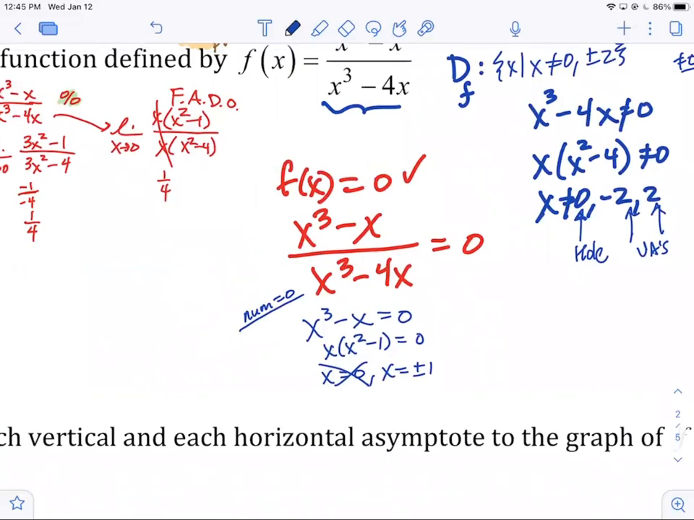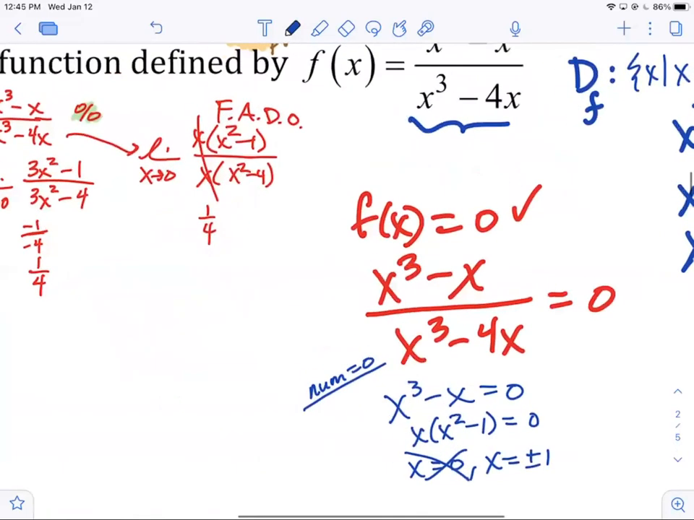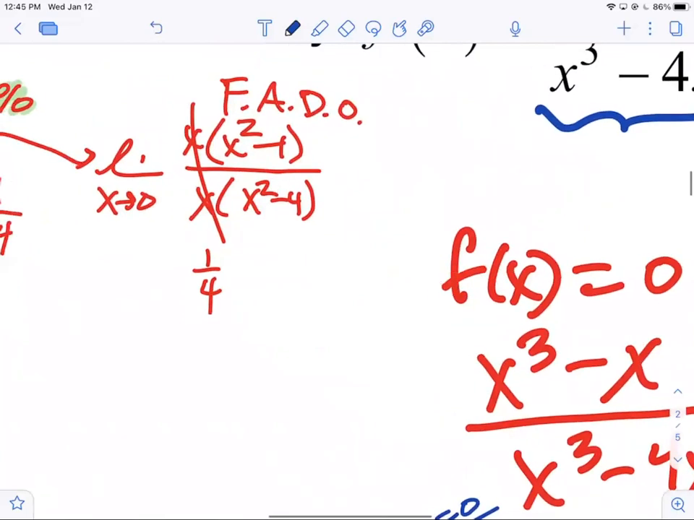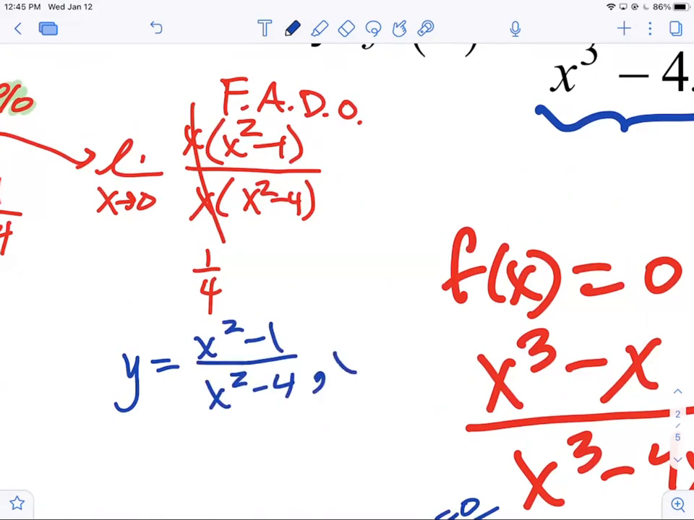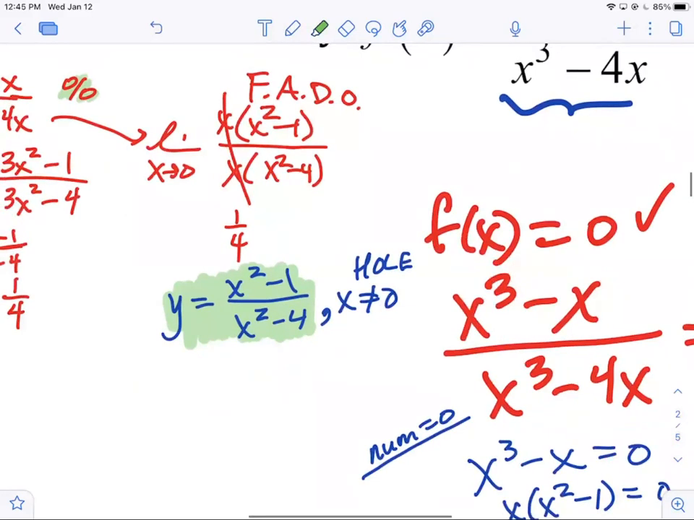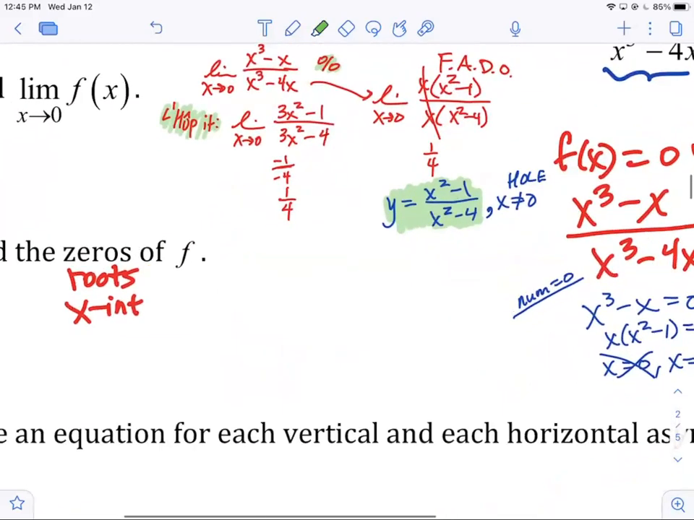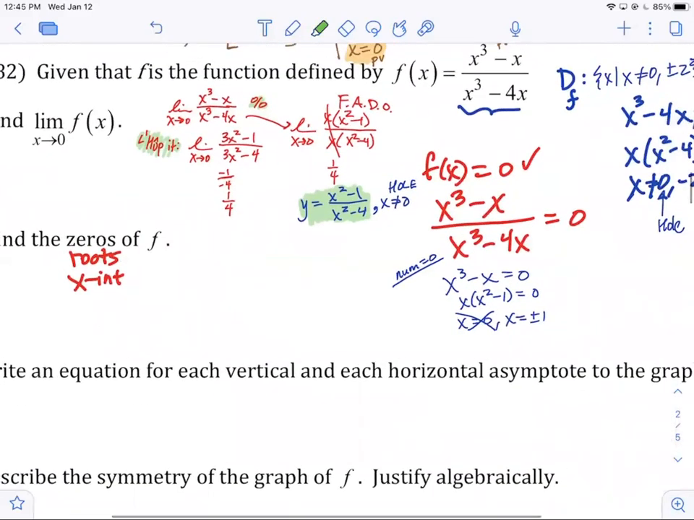Now, if you did it with the FADO method, or you want to continue to do this, what you're left with, I'm going to call it y equals x squared minus 1 over x squared minus 4, except we have a hole at 0. Once you get rid of the hole, you can use what's left for the rest of the problem. It knocks it down, right? Because the only difference between f of x now and y is the hole at 0. Okay. So we answered the question, what are the zeros? Here it is.